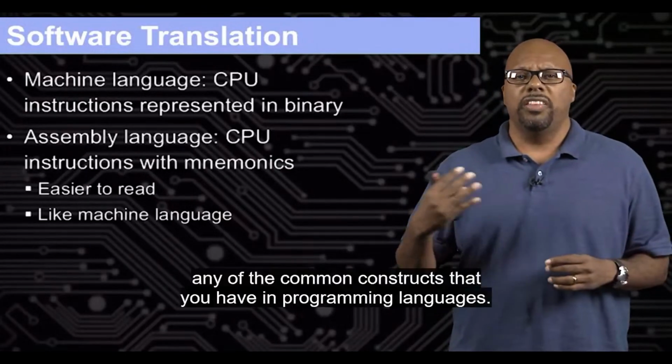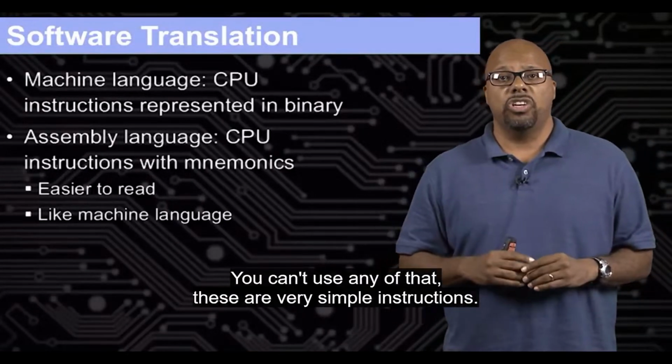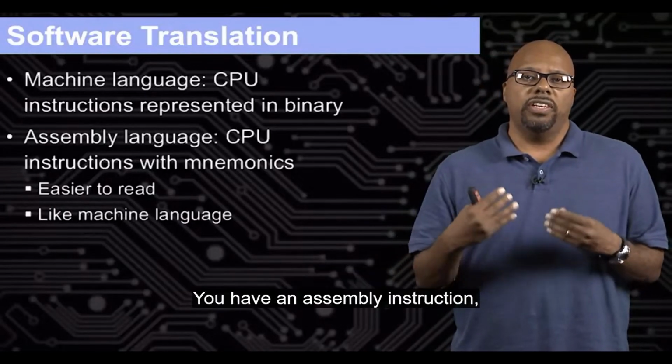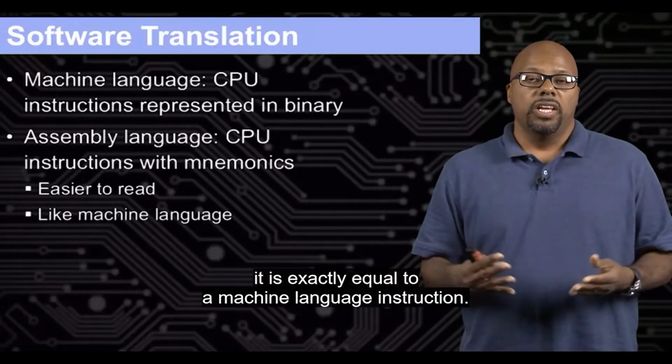You can't have for loops or any of the common constructs that you have in programming languages. You can't use any of that. These are very simple instructions. So assembly language to machine language, they are a one-to-one mapping, right? You have an assembly instruction. It is exactly equal to a machine language instruction. So it's very simple, but at least it's readable.